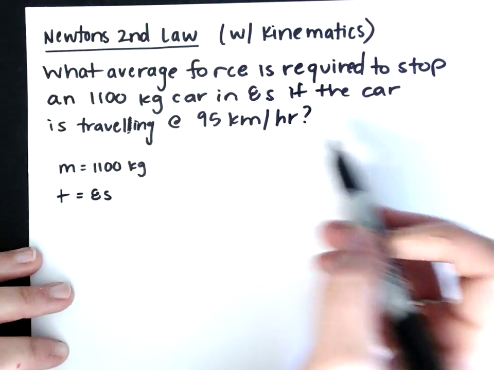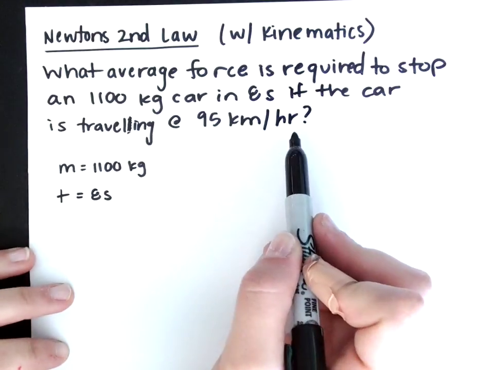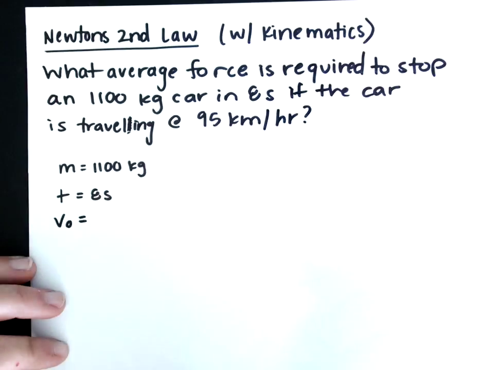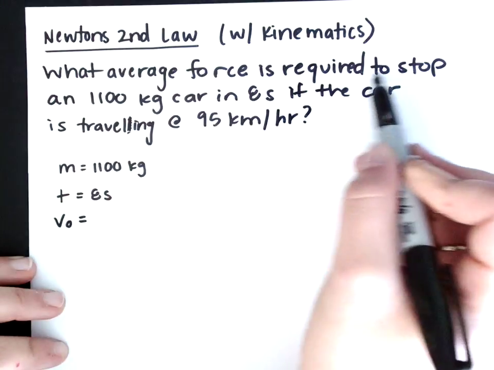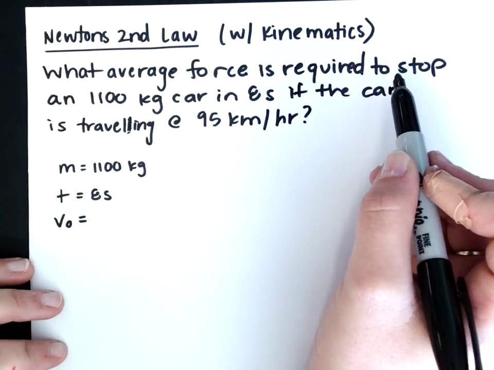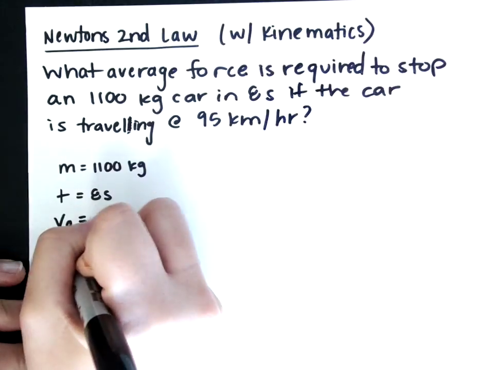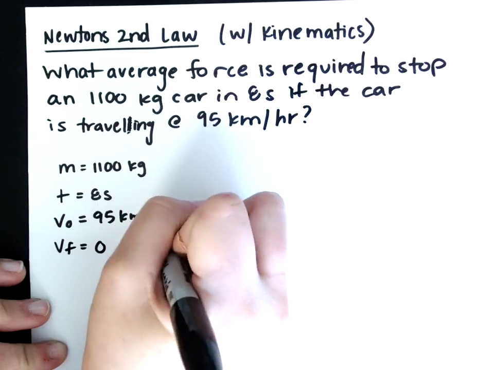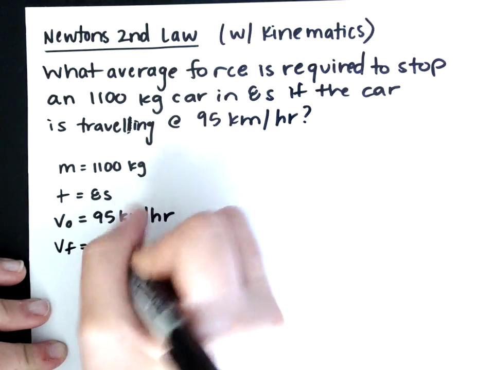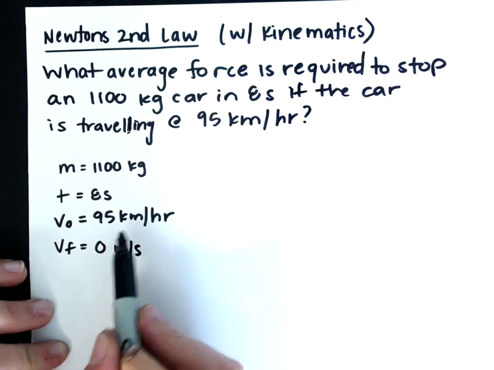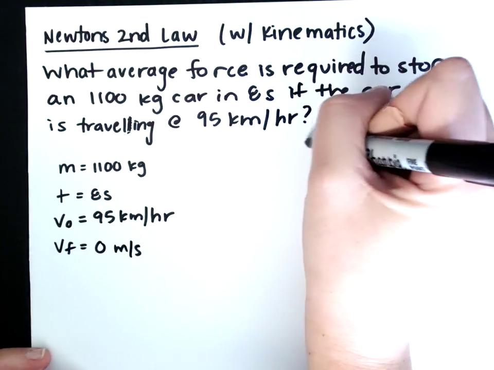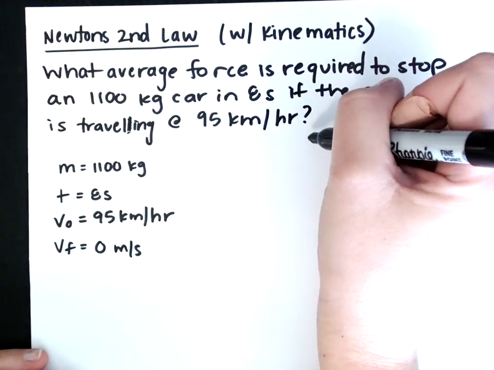Velocity is originally traveling at 95 kilometers per hour. So that is its velocity initial. And what average force is required to stop? So what would be its velocity final? 0. And I'm going to put 0 meters per second because eventually we're going to have to convert this to meters per second. We want to know average force, so eventually we are going to use what equation?